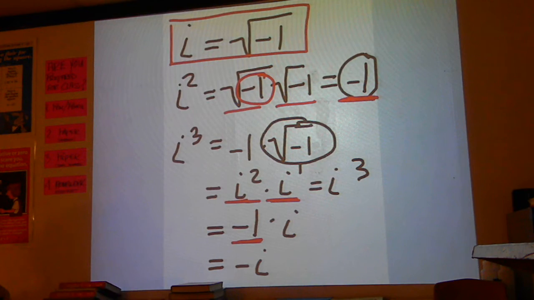Now I is the square root of -1, but you don't have to write that. You can just put I, which means we're left with a -I so far.